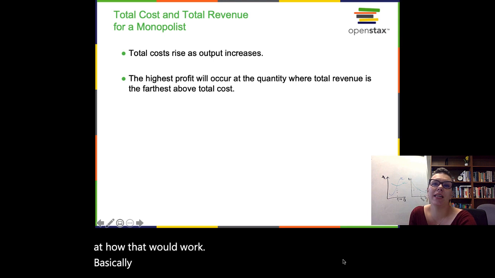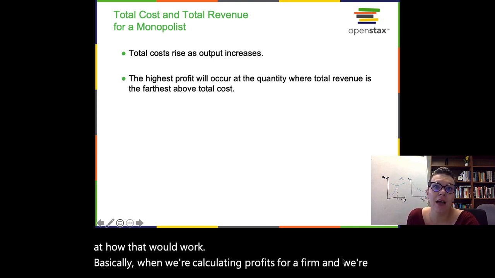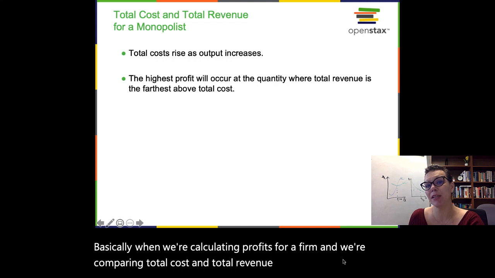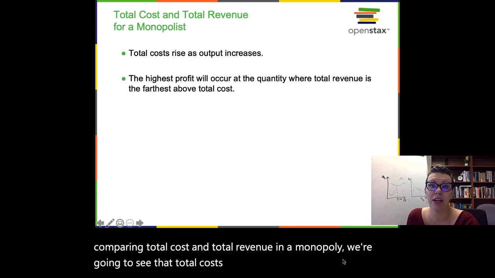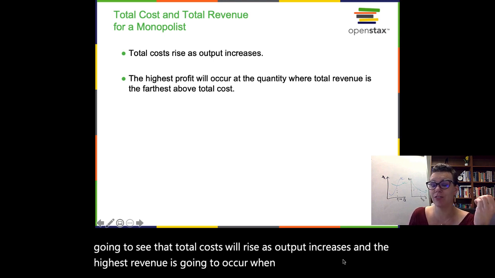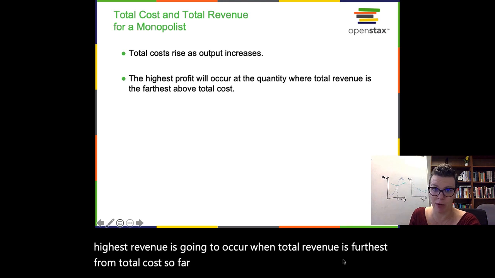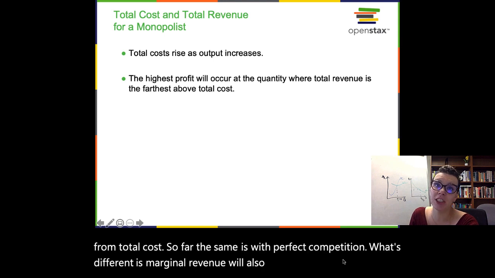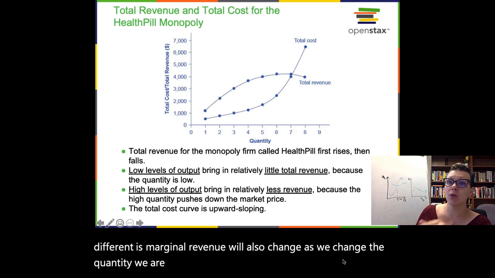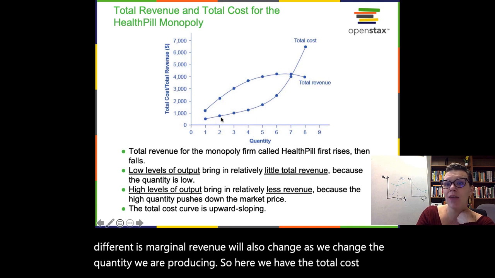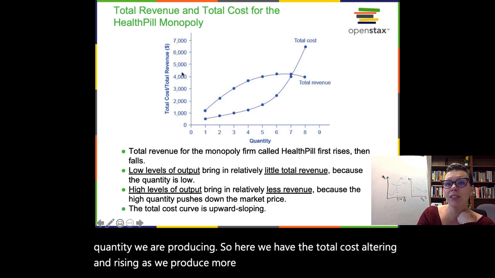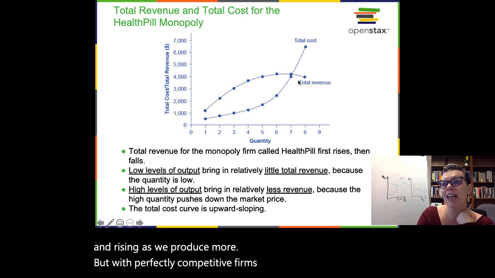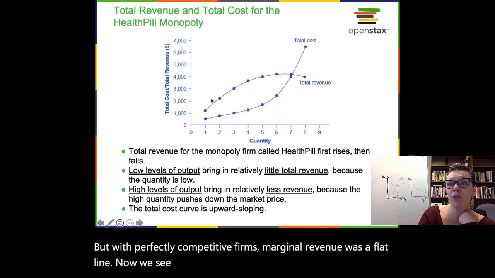Basically, when we're calculating profits for a firm and comparing total cost and total revenue in a monopoly, we're going to see that total costs will rise as output increases, and the highest profit is going to occur when total revenue is furthest from total cost. So far, the same as with perfect competition. What's different is that marginal revenue will also change as we change the quantity we are producing. Here we have total cost rising as we produce more, but with perfectly competitive firms, marginal revenue was a flat line. Now we see marginal revenue rising, then leveling off, and then falling.